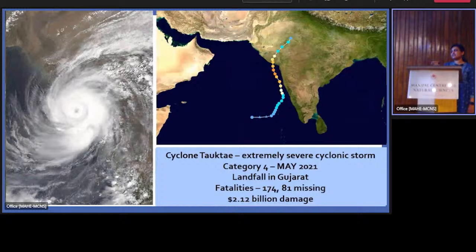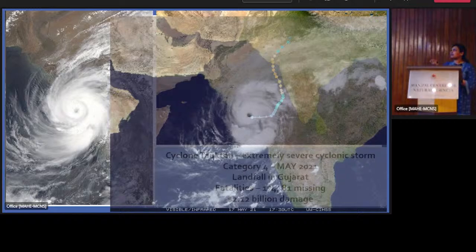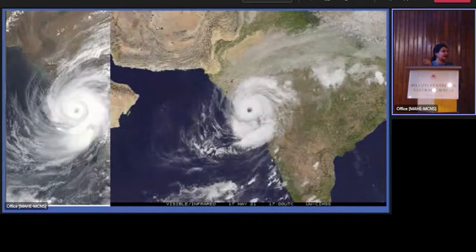I've experienced this storm, but luckily when it made landfall on the Gujarat coast, the wind speed drastically decreased, and when it entered inland, the wind speed was very low. It was like 50 kilometers per hour. But still, there were 81 missing and more than a billion in damages. This is the serious cyclone Tauktae, and both these cyclones happened in May 2021.